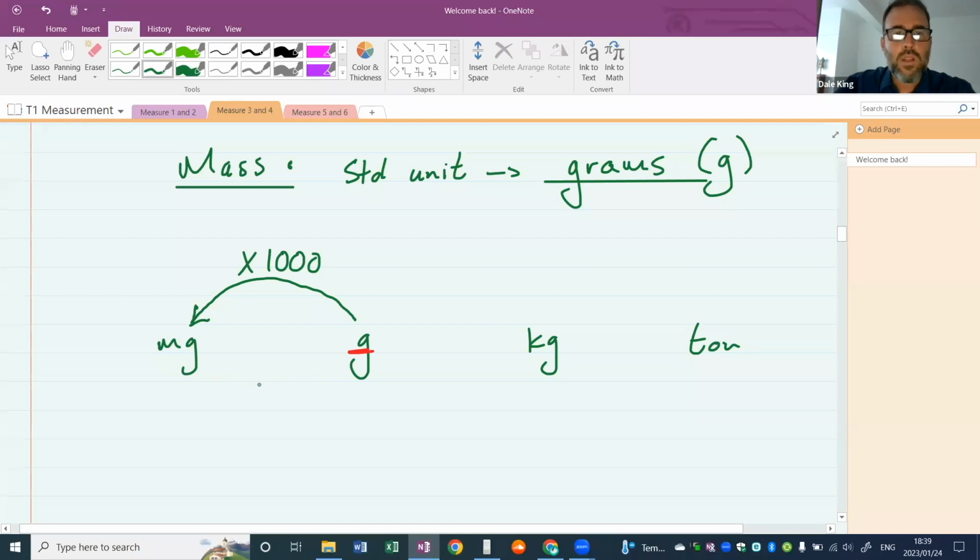Now, let's stay with milligrams and grams. If I want to go from milligrams back to grams, so from a small unit of mass to a bigger unit of mass, let's say I have 1,000 milligrams and I want to go to grams, I will need to divide. So I divide this by, what is the jump? How big is the jump? It's 1,000. And I will get 1 gram.